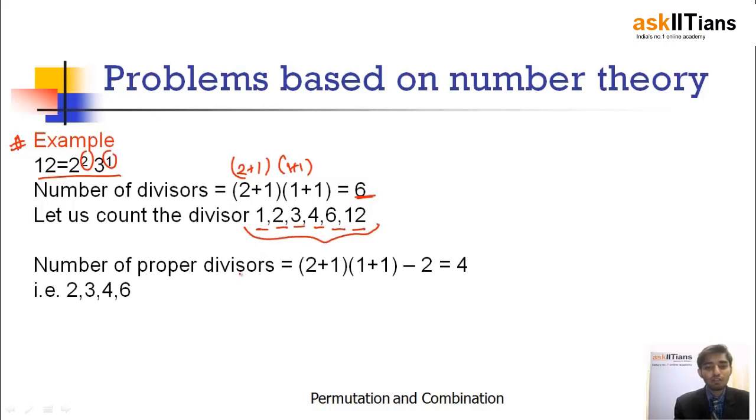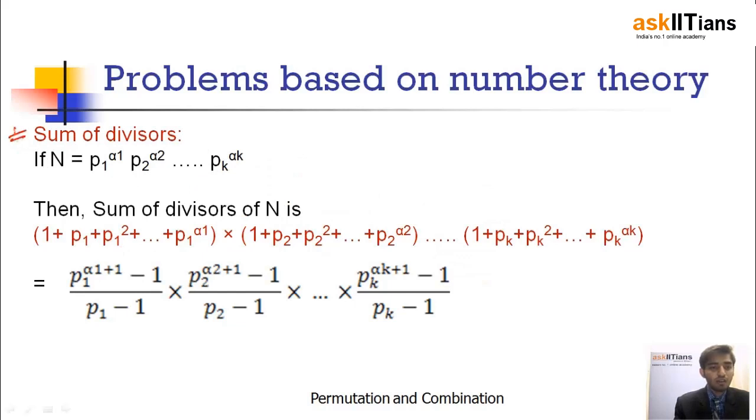If I want to find out the total number of proper divisors, I will subtract 2, because I will exclude the number 1 and the number 12 itself. So the total number of proper divisors will be 4, and the proper divisors will be 2, 3, 4 and 6.